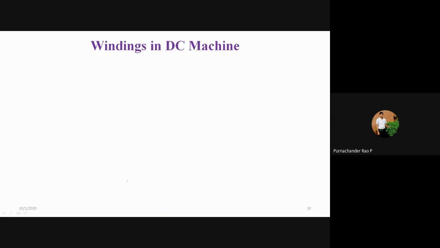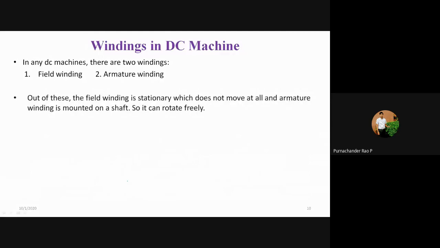Okay, next. Now we'll see the windings in a DC machine. Already we have discussed the same windings for DC generators. The same windings can be used in case of DC motors also. So in DC machines, there are two types of windings available. One is the field winding and the second one is the armature winding. The field winding is placed on the stator, so it is stationary. And the armature winding is mounted on the rotor shaft, so it can rotate freely. This construction is the same as for the DC generators also.